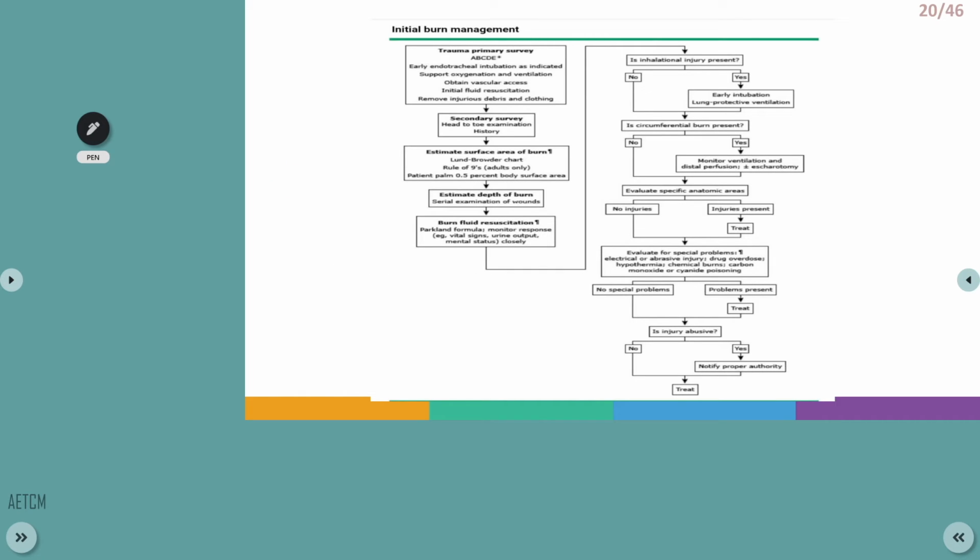So we have discussed burns management. So this is a summary. First we will do the primary survey: airway, breathing, circulation. Early intubation is indicated in case of burns because as the edema increases, intubation will be difficult. So early intubation should be indicated. Supplemental oxygen and ventilation, IV access and IV fluid resuscitation. Remove all the injurious debris and clothing from the patient.